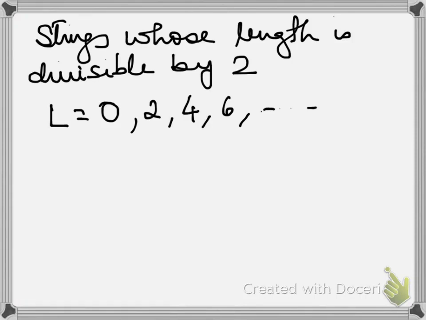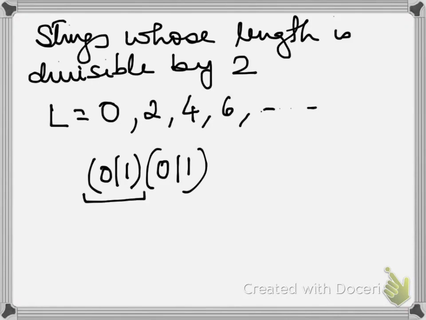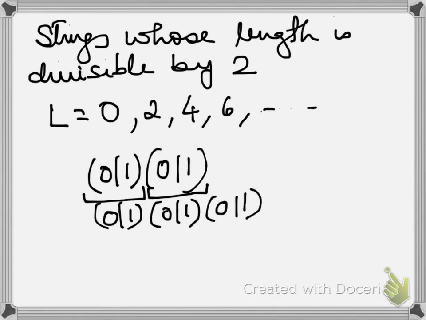So for the first symbol I may have a 0 or a 1. For the second symbol I may have a 0 or a 1. This gives me a string of length 2. Why 2? This is the first symbol, I may pick either a 0 or a 1, and here I may pick the second character of the string, which is again either a 0 or a 1. So this gives me size 2. Of size 4, what will I have? 0 or 1, 0 or 1, 0 or 1, 0 or 1.